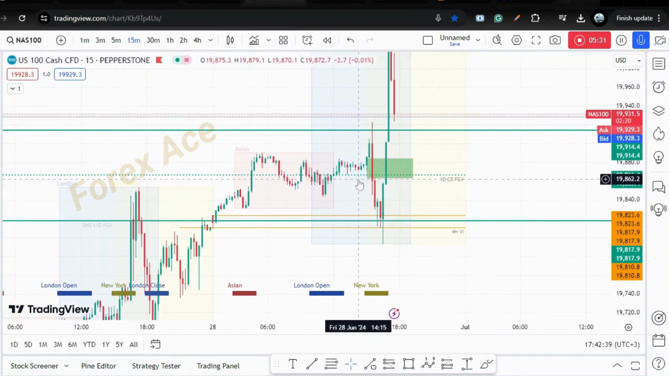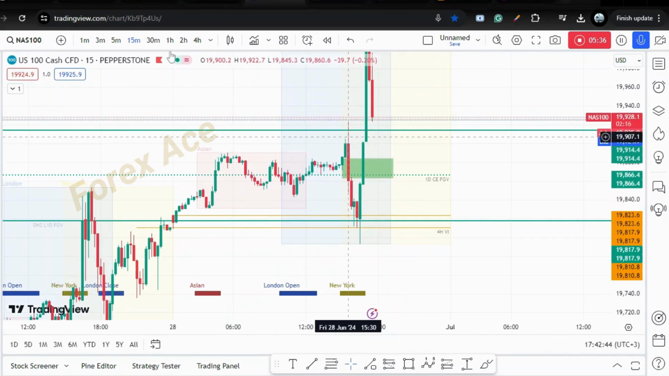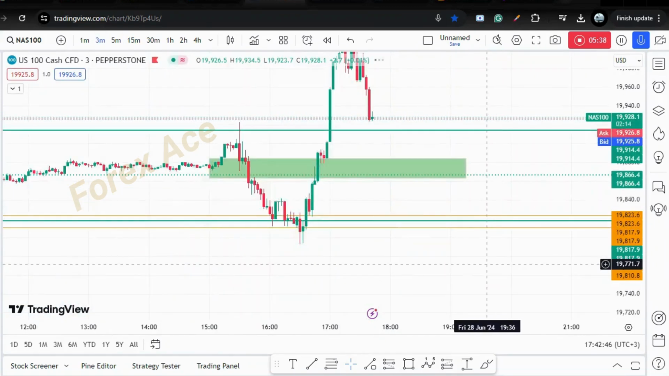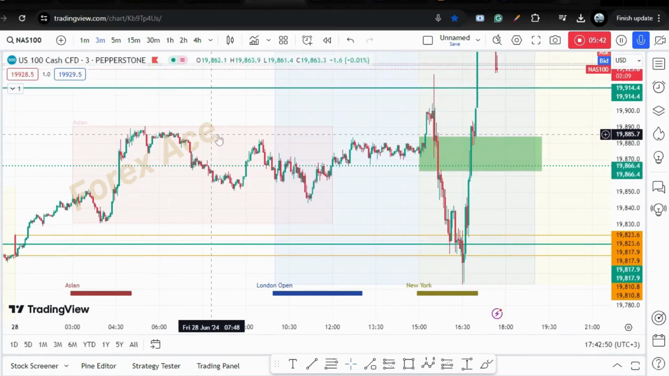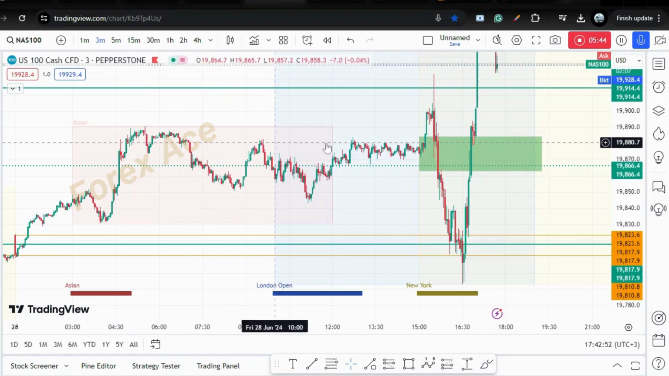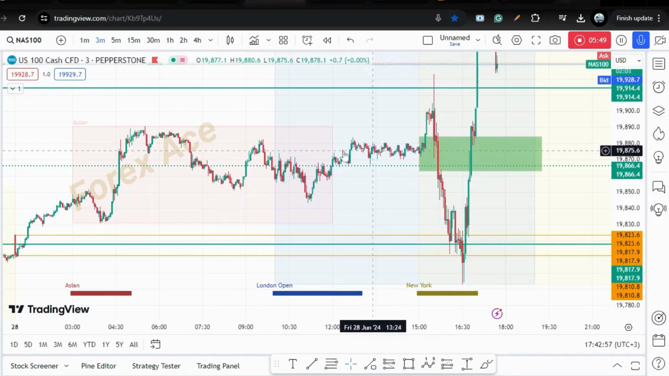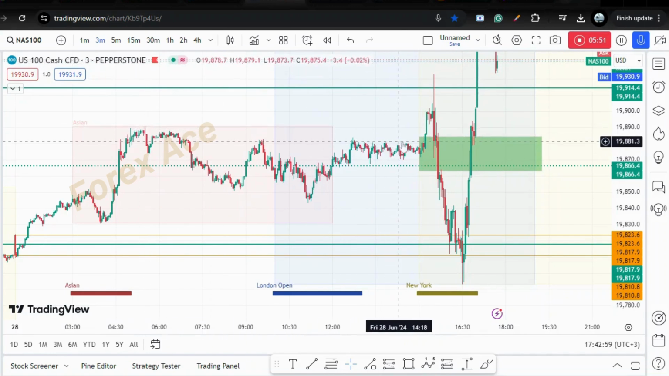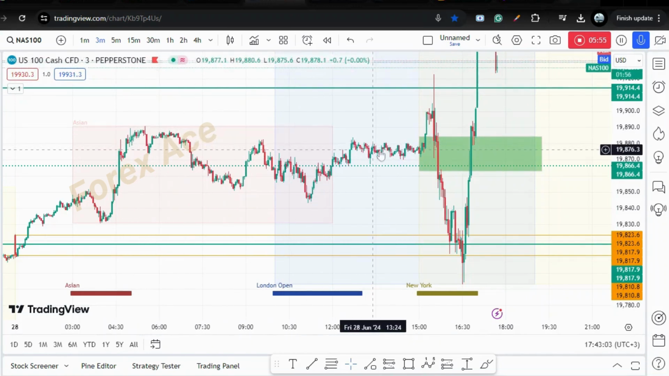Okay, so during the London session at around 3:30, look at this candlestick. Let's go to the 3 minutes time frame. Let's go to the lower time frame. So look at this. All this is liquidity. It's called liquidity. So I'll create a different video for what is liquidity. But basically, people consider this as a resistance. Everybody considers it as a resistance.